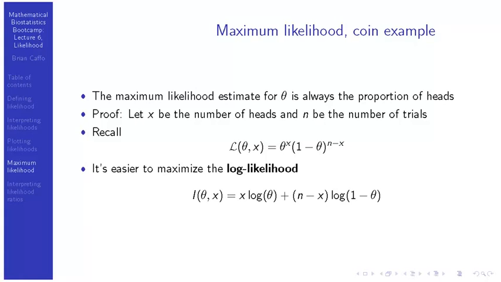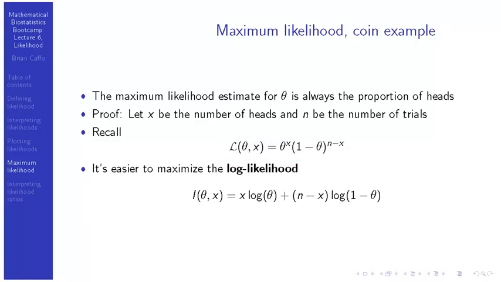So let's actually just prove this fact that if you have a binomial, or if you have n Bernoulli coin flips, the maximum likelihood estimator is the proportion of heads. So let n be the number of trials, and let x be the number of heads. And remember that in this case, the likelihood is theta to the x, 1 minus theta to the n minus x. So theta to the number of heads, 1 minus theta to the number of tails.